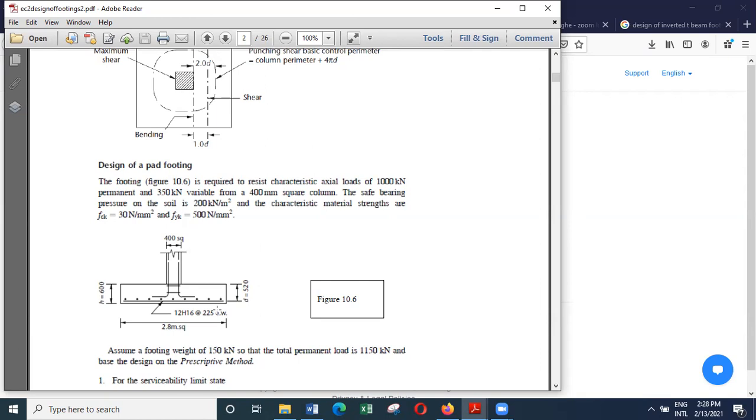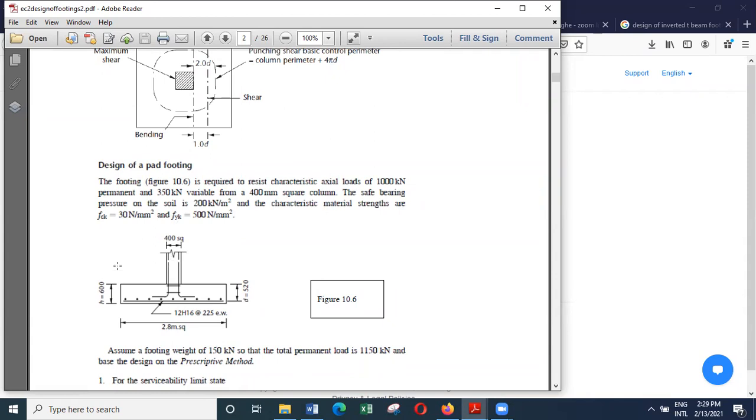So what I can do is select a 2.8 meter by 2.8 meter square base to transfer this load of 1000 kilonewtons permanent load and 350 kilonewtons of variable load, and then about 135 kilonewtons have been allocated for the self weight of the base. When you are designing the bearing capacity, you always have to consider the weight of the base in addition to all the other loads that are coming from above.